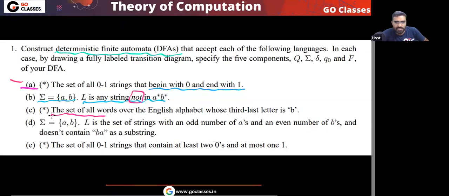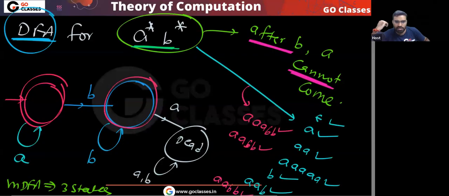The set of strings over the English alphabet where the third last letter is B. This is a standard language. Yes or no? Do you remember? Third last letter is B. So what is the number of states here? This is a standard language basically.